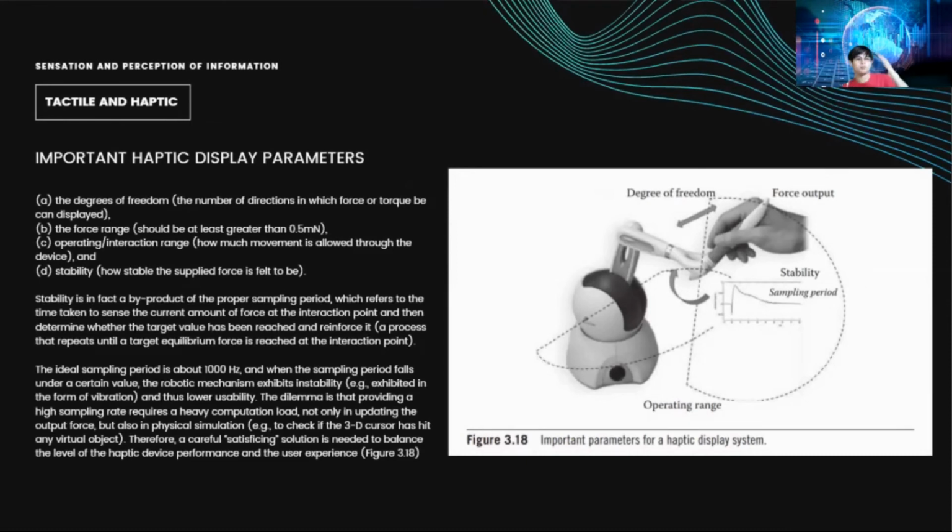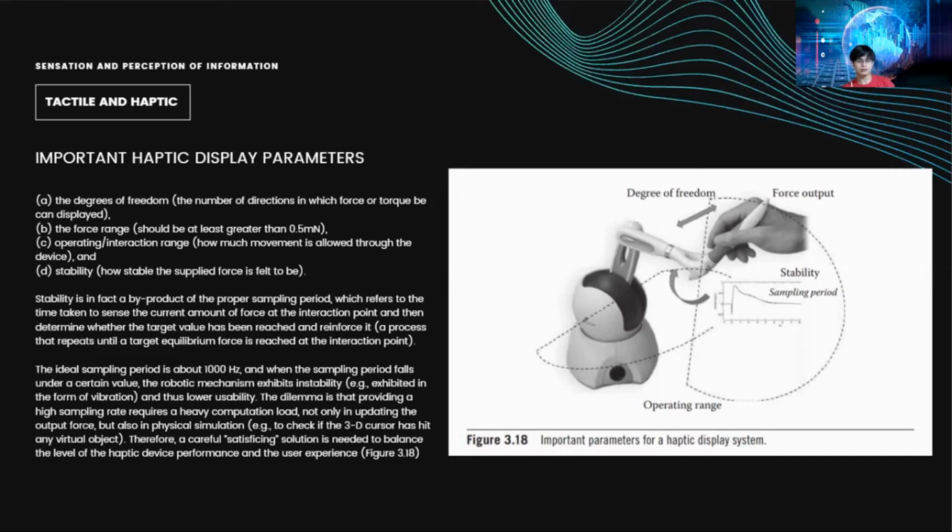The important haptic display parameters are the following: the degrees of freedom, meaning the number of directions in which force or torque can be displayed; the force range, which should be at least greater than 0.1 N; the operating or interaction range, or how much movement is allowed through the device; and the stability, or how stable the supplied force is felt to be.